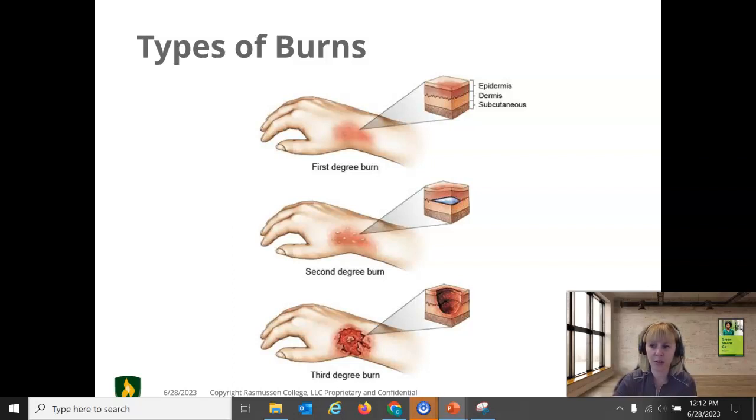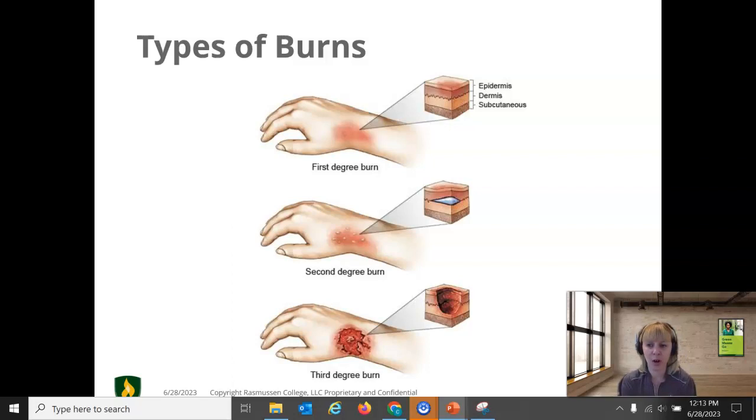First degree burns are also called superficial, and these are the least serious because they only injure the top layer of skin. They are mostly caused by brief contact with dry or moist heat, spending too much time in the sun, or exposure to a chemical.